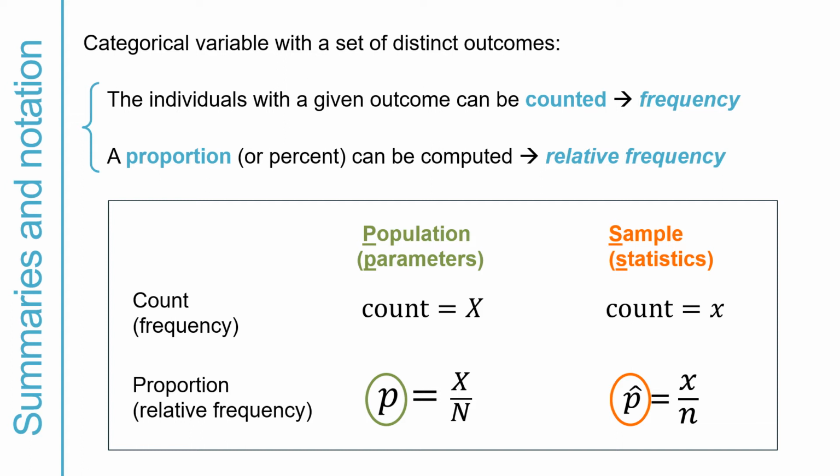Being able to distinguish information coming from a sample versus information about an entire population is very important in statistics, which is why it is critical to use proper notation and remember that the parameter P represents the proportion of an outcome in the population, whereas P hat represents the proportion of an outcome in a sample.